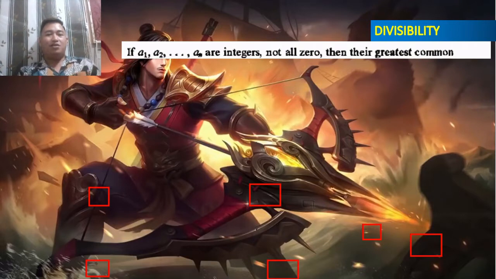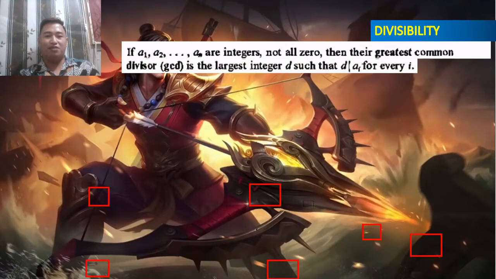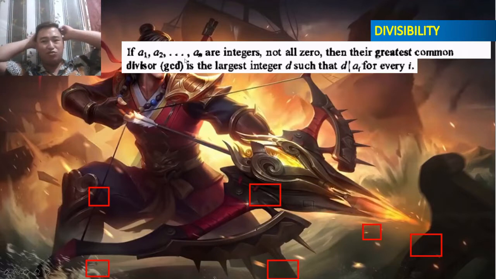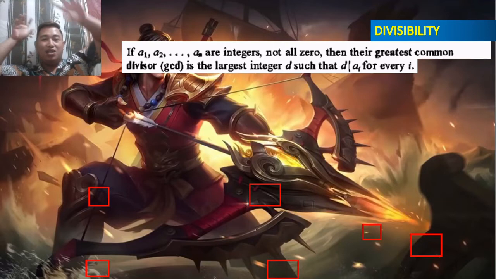So, if A1, A2 up to AN are integers, not all zero, their greatest common divisor, GCD, is the largest integer D such that D divides all the AIs for every I. So for the GCD, D should divide all of them.